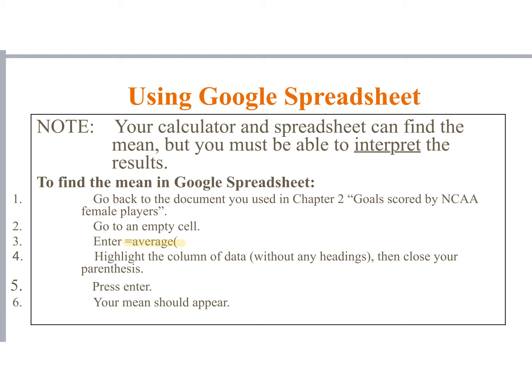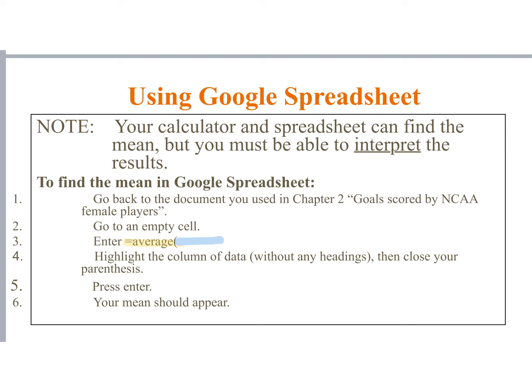In that empty cell, you're going to enter equals average and an open parenthesis. This equal sign tells the spreadsheet that you're going to be putting in a formula to calculate. Average is the mean, that's what you want to calculate. And within this parenthesis right here is where you're going to put the data set that you want the spreadsheet to find the mean for.